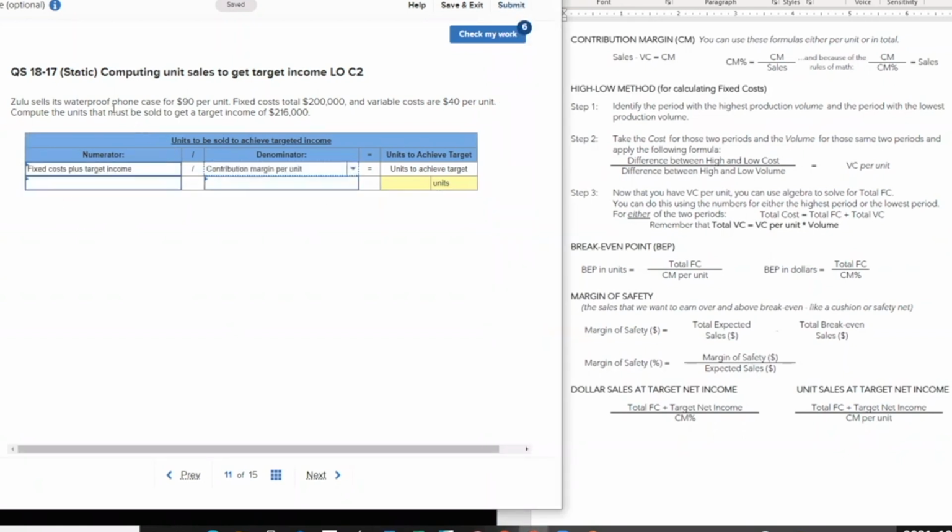Do we have this information? All right, fixed costs, we got them. Plus target income. Target income right there. So 200 plus 216 is obviously 416,000. Contribution margin per unit, 90 minus 40, so it's 50. All right, so I need to sell 8,320 units in order to end up with 216,000 of net income.